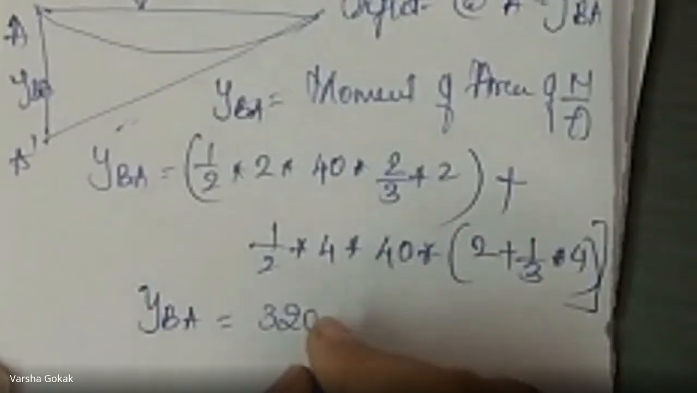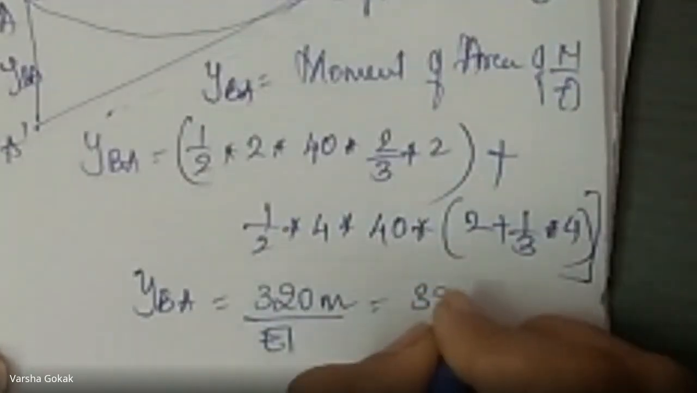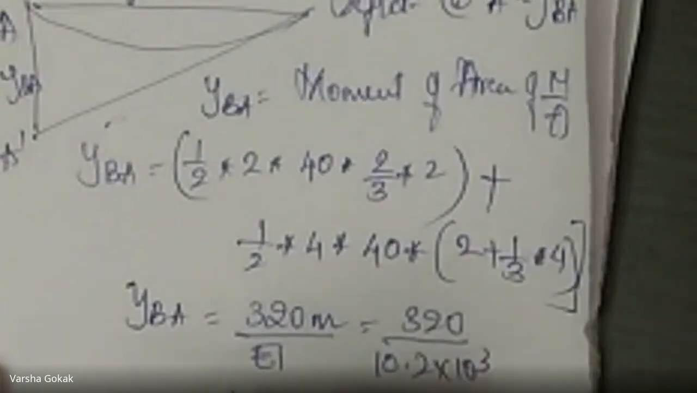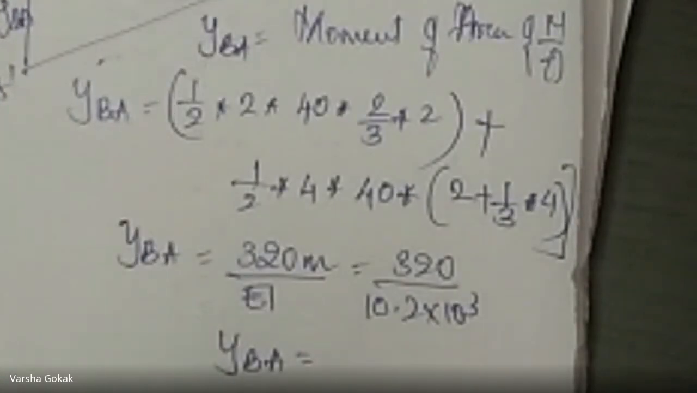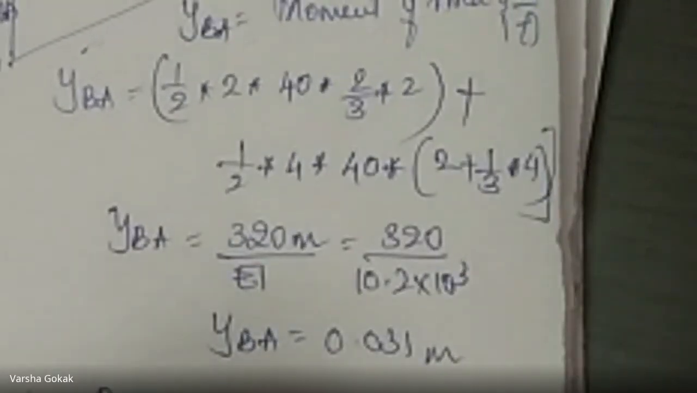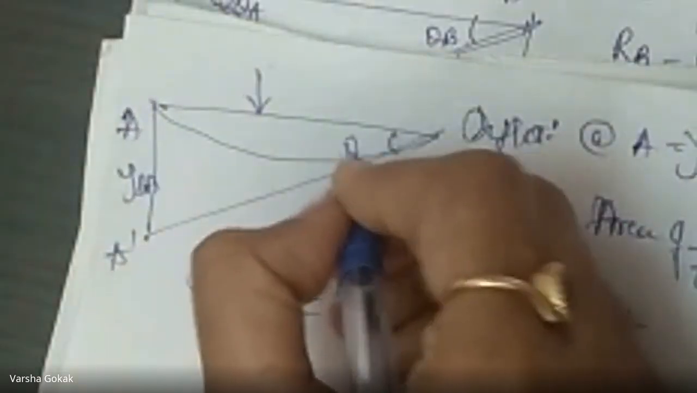320 meters. This divided by EI, so 320 divided by 10.2 into 10 raised to 3. What is YBA? It is 0.031.